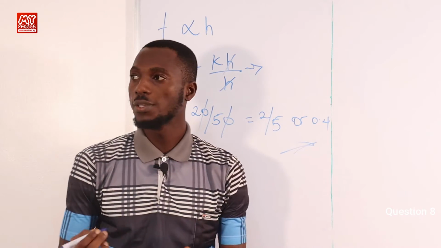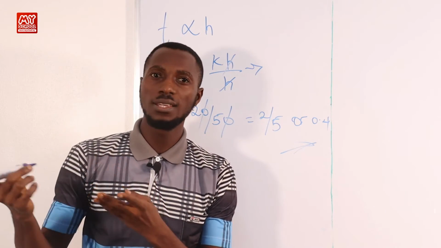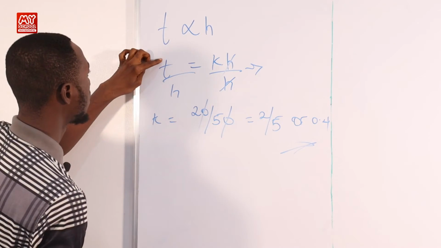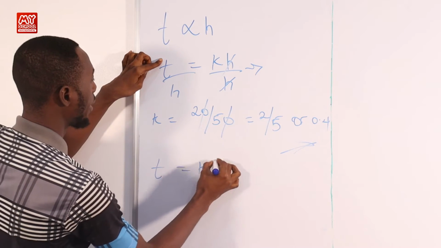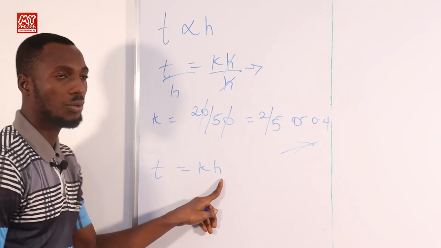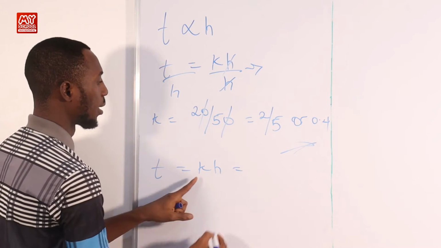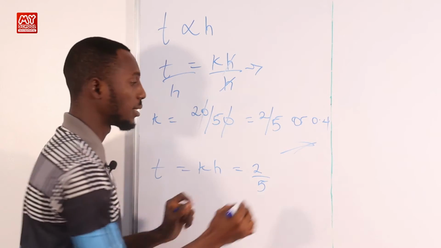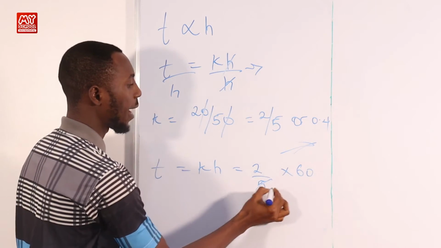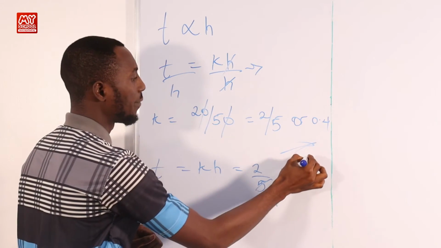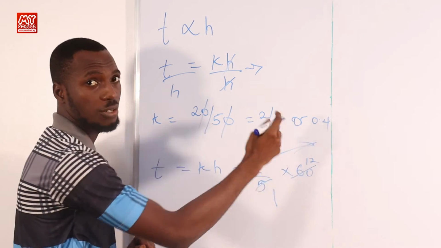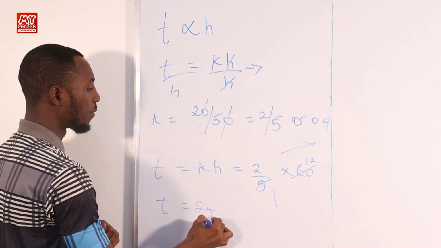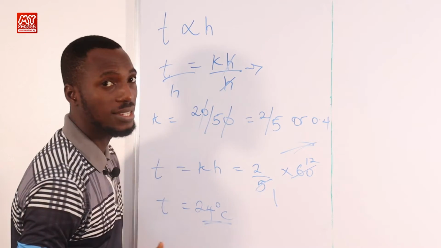The question goes further to say that we should find T when H equals 60, where T equals KH. K already is 2 over 5 and H is 60. 5 into 5 is 1, 5 into 60 is 12. So 2 times 12 is 24, divided by 1, that is still 24. So temperature T equals 24 degrees when the heat is 60 joules.